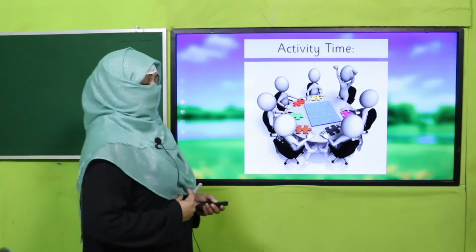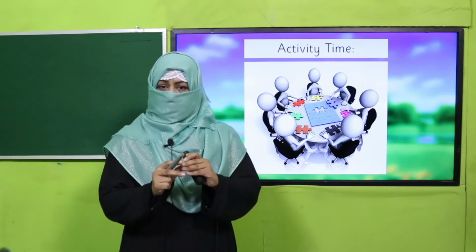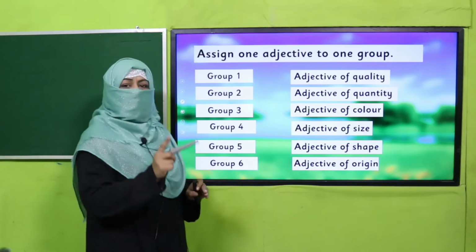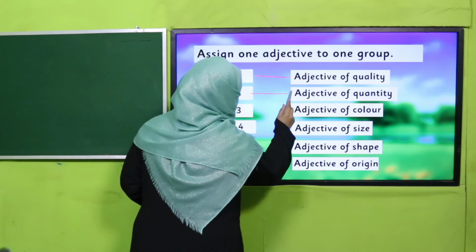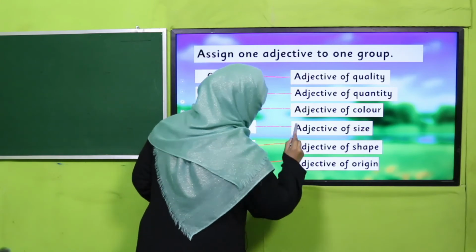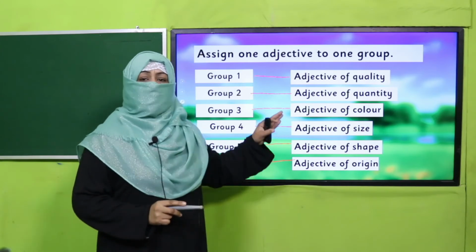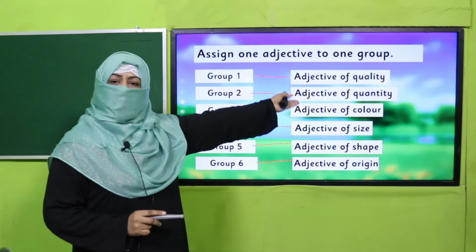My dear students, what you are supposed to do: teachers, kindly divide your class into groups of 6. There should be a total of 6 groups in your class. And you will assign one adjective to one group. Group 1 will tell about adjective of quality, 2 will tell quantity, 3 will tell color, 4 will tell size, 5 will tell shape, and 6 will tell the adjective of origin. Now I'm going to show you different objects, different things. So every group will tell the assigned adjective about that object.